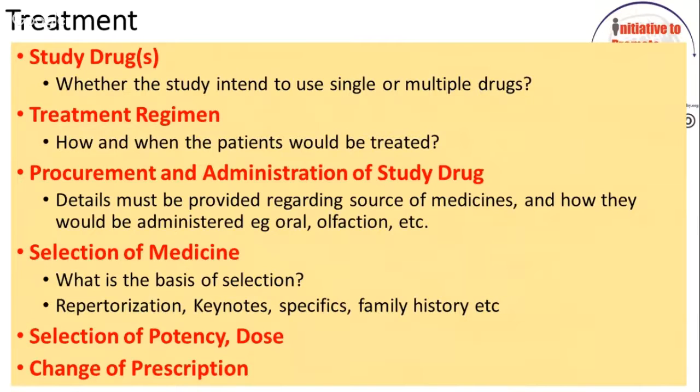We will procure from a GMP certified company or a registered company. We will give through the oral route. The selection would be purely on repertorization basis or keynote prescription basis. The potency would be selected on homeopathic principles, and the dose would also be selected on the principles. And we will change this prescription as per need of the hour, as per these criteria. So these criteria must be defined in your protocol.